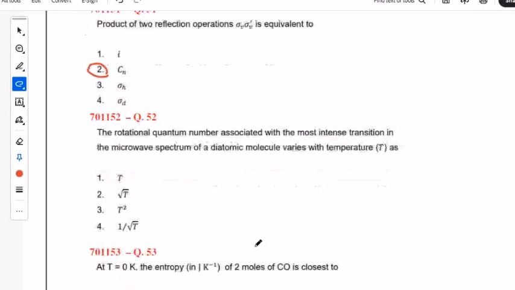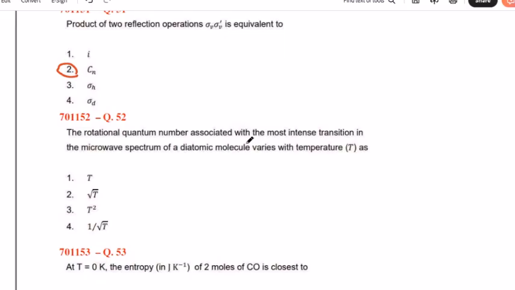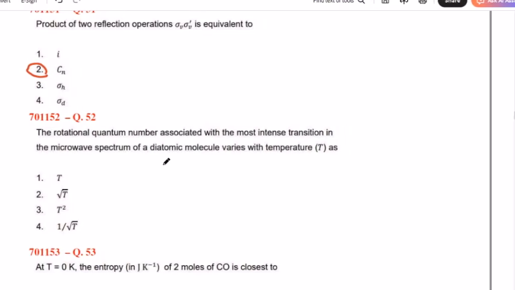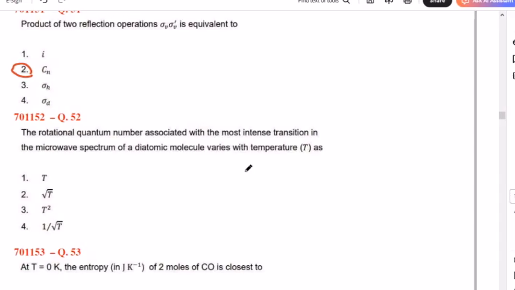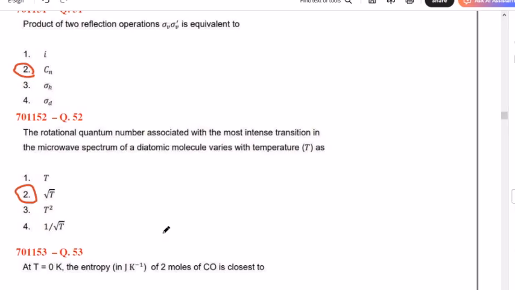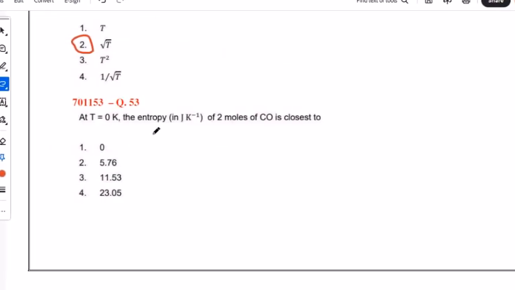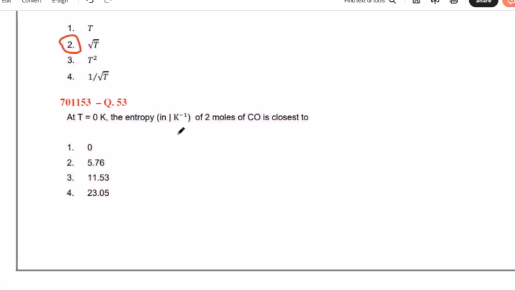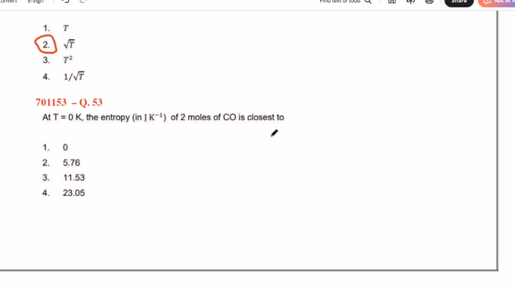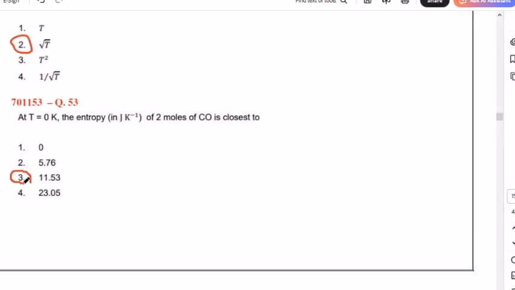Next, question number 52. The rotational quantum number associated with the most intense transition in the microwave spectrum of a diatomic molecule varies with temperature T as, option number 2 is the correct option, friends. Next, question number 53. At T equal to 0 K, the entropy in joules of 2 moles of carbon monoxide is closest to, option number 3, 11.53, is the correct option, friends.